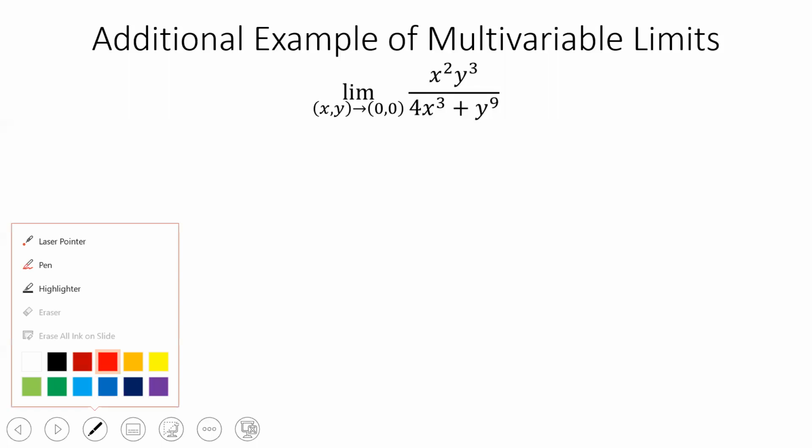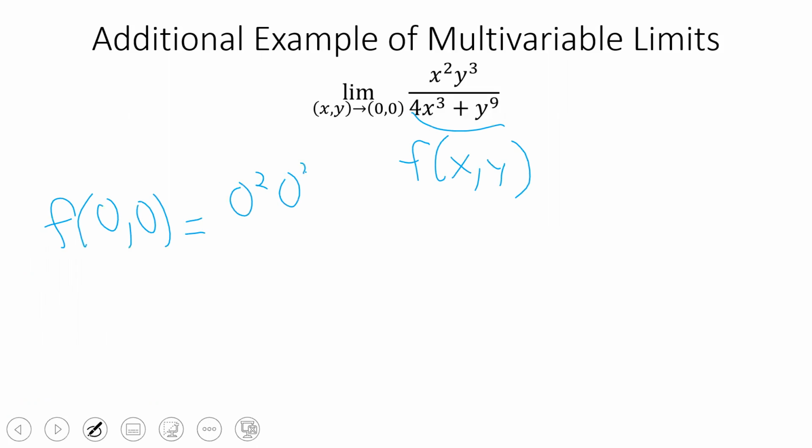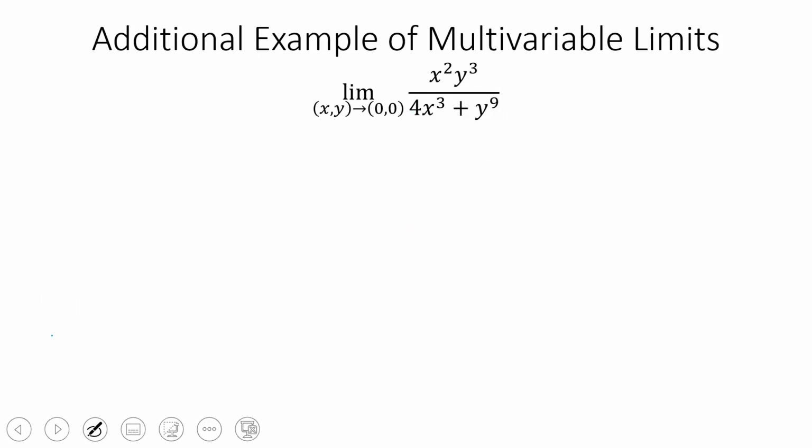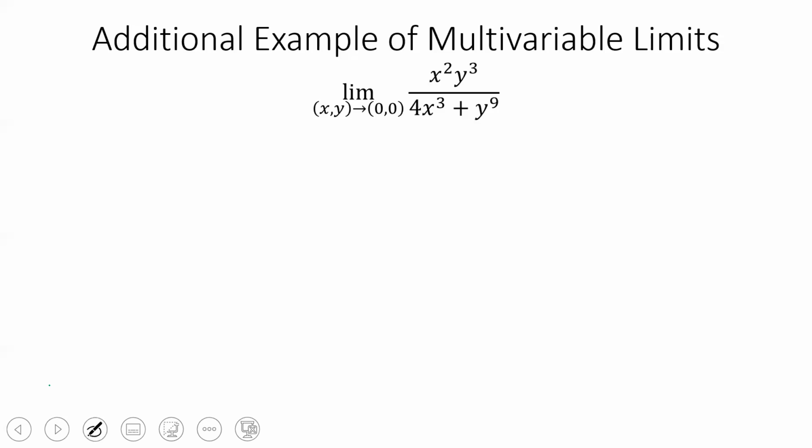Now note, first of all, if I call this function f of (x,y) here, that the point (0,0) is not in the domain of this function, because if we plug it in, we're going to end up with 0 over 0, which is undefined. So we know the point does not lie in the domain of this function. So this is where we have to use some other techniques.